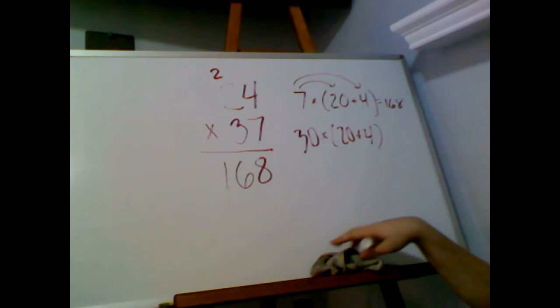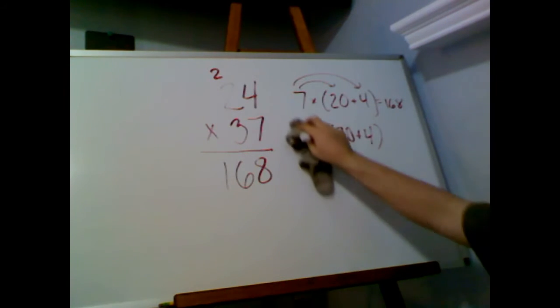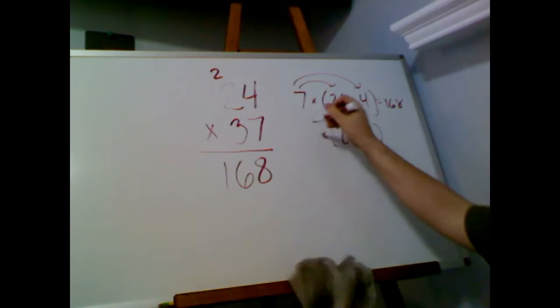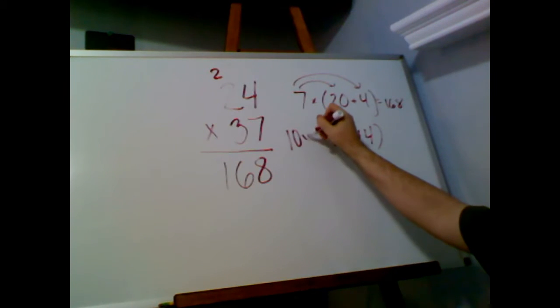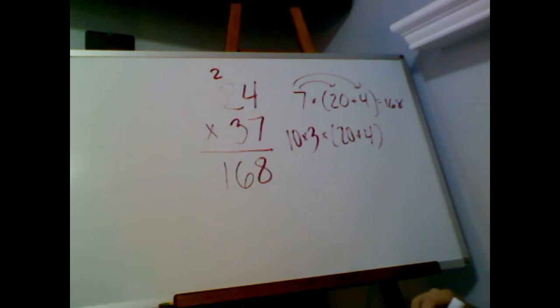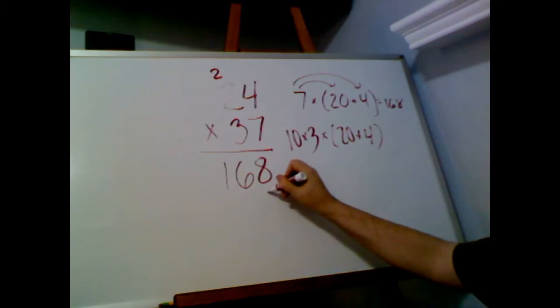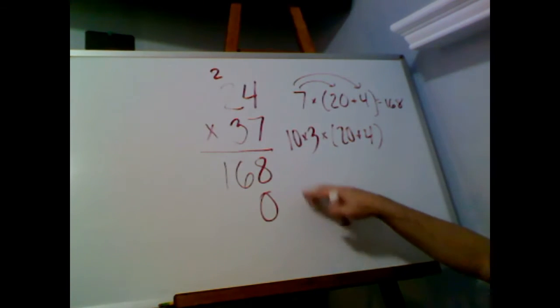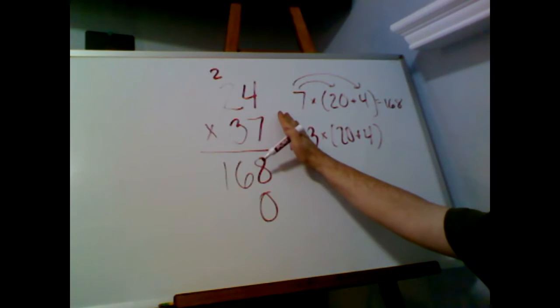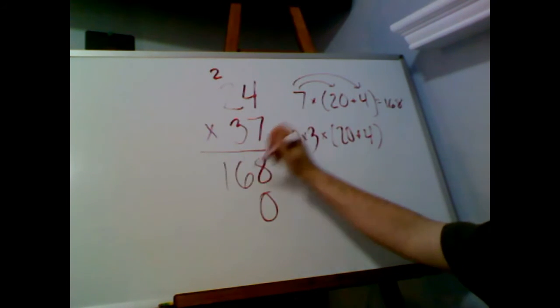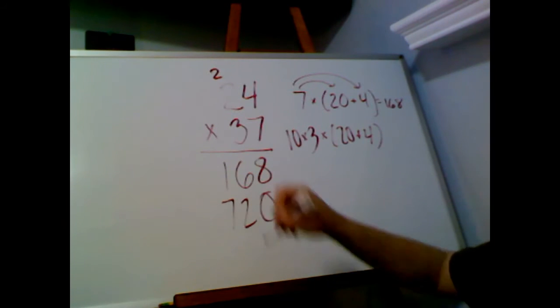Now if it's easier, you just do 10 times 3. And then just do this. Put 10 here. We have a 0 down here for the 10. And then just do the steps we did before. 3 times 20 is 60. 3 times 4 is 12. 60 plus 12 is 72.